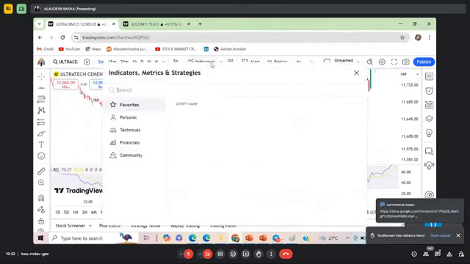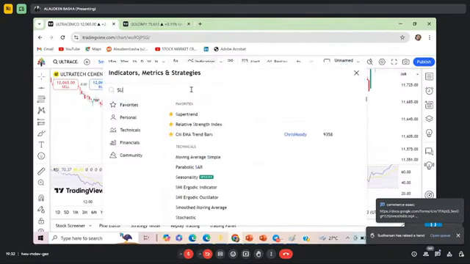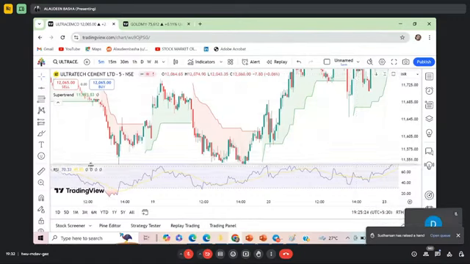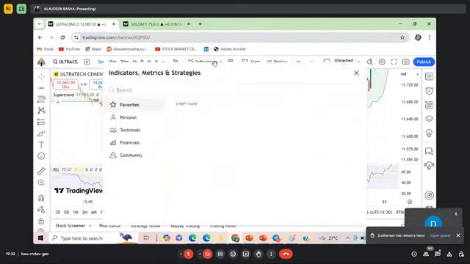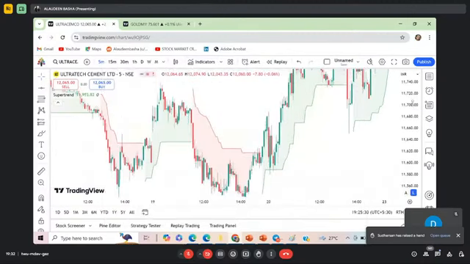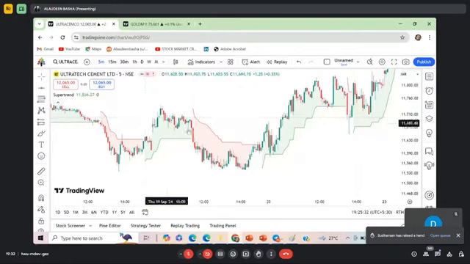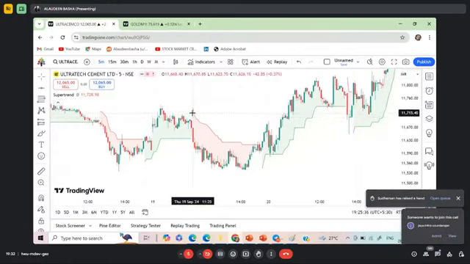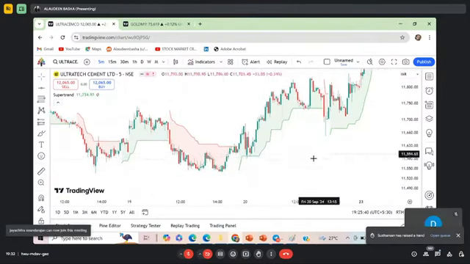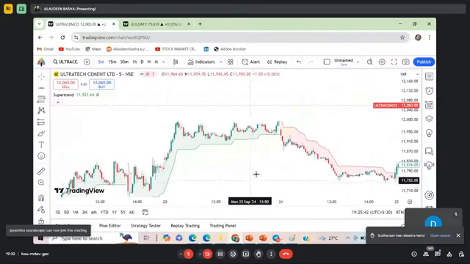Super 10. I just remove this one. So with Super 10 also, similarly, once a red mark occurs in this chart pattern, you go for sell. Once it converts into a green line, you go for the buy. For example, you take today's scenario.